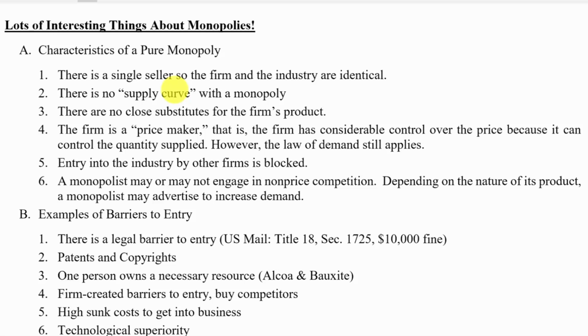Now there's going to be something that looks like the supply curve that comes from the marginal cost curve, right? But we're just going to call it a marginal cost curve when we're talking about a monopolist. We're not going to call it a supply curve anymore.